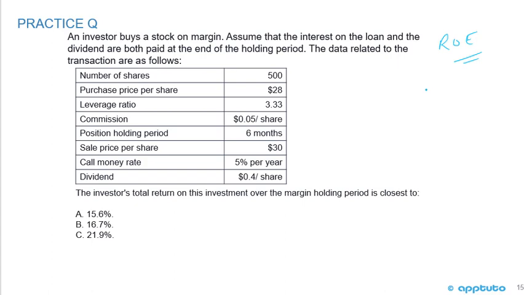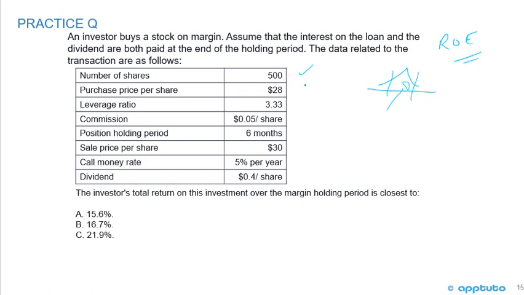And that's why on the CFA, you're always going to see a range of questions that go from fairly easy to fairly harder, even if it's testing the same LOS, okay? So in this case, an investor buys a stock on margin. Assume that the interest on the loan and the dividend are paid at the end of the year. That's what we've seen. And so here's the data.